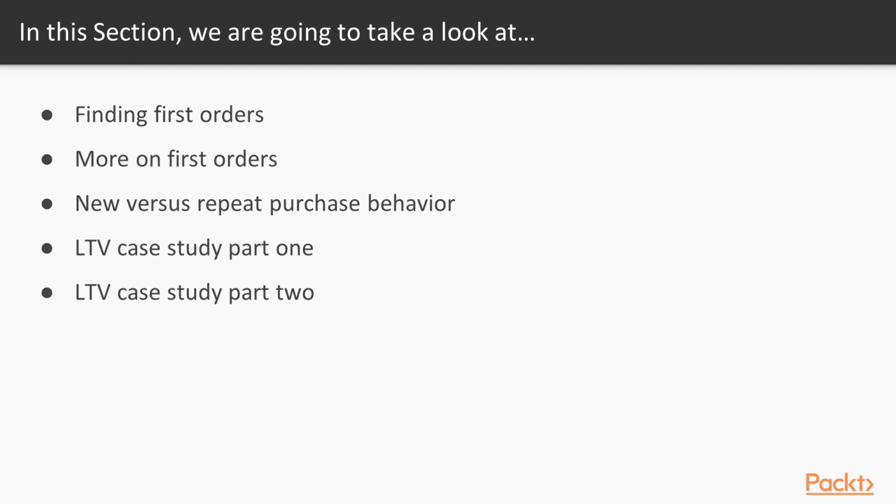So we're going to take a look at finding first orders through the self join, which is just a good review of joins. Then we're going to take a look at window functions and common table expressions to better organize our code. And then once we have that base code written, we're going to break out new versus repeat purchase behavior by creating a dimension based on the value of the order number. Then we're going to do a real-life case study where I'm transferring things I've done in the real world over to the DVD rental database, which I think will be a lot of fun.